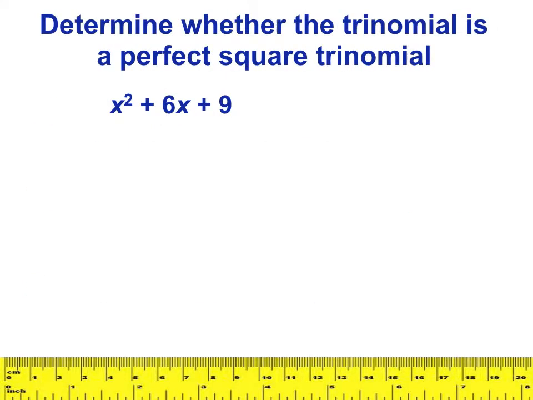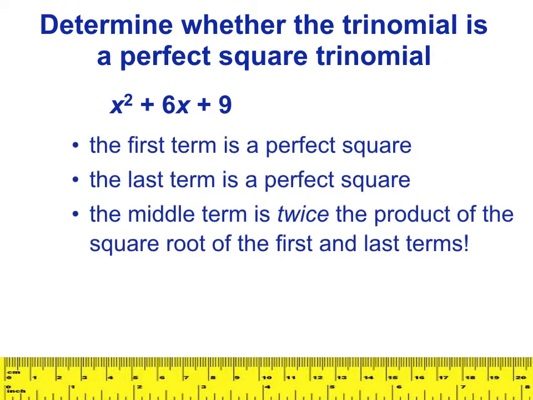Right, so now let's decide if any given trinomial can be classified as a perfect square trinomial. The first term is a perfect square. Yes, x squared is the result of x times x. 9 is a perfect square because it can be written as 3 times 3. The middle term, 6x, let's check that it's twice the product of the square root of the first and the last terms. Okay, the square root of the first term is x, square root of the last term is 3. Multiply them together, you get 3x. Double that, you get 6x. Yes, the middle term is twice the product, therefore this is a perfect square trinomial.